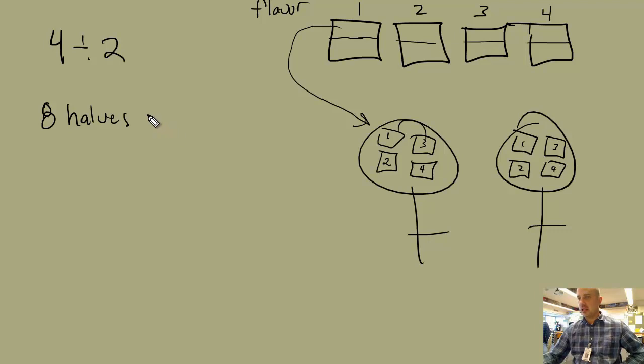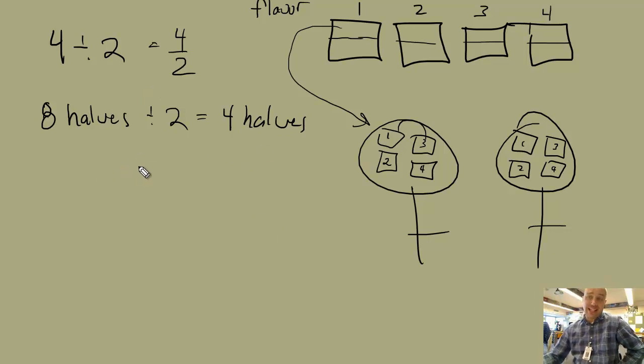And I'm dividing them up amongst my 2 people. How many would they each get? They would each get 4 halves, right? So 4 divided by 2 equals 4 halves, right? 4 halves altogether, well, that's 4 halves, that's 1 cracker, that's 2. So altogether they ate 2 crackers, didn't they?